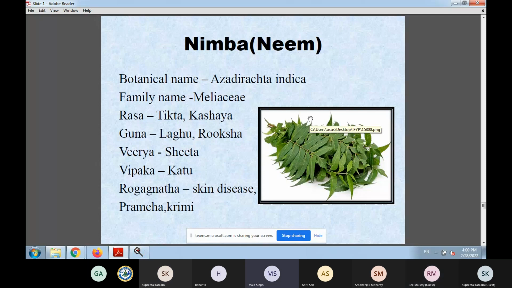Doc, is it for worm infestation? Does clove also help with worms? Clove, yes. But if neem works up to 80%, clove will work up to 10 to 20%. Okay, thank you. So neem is far more effective.